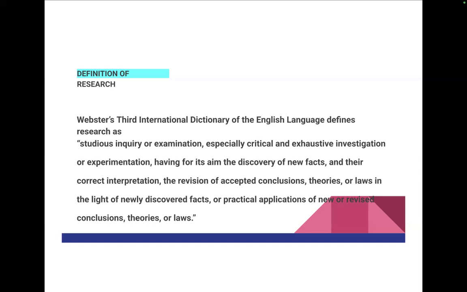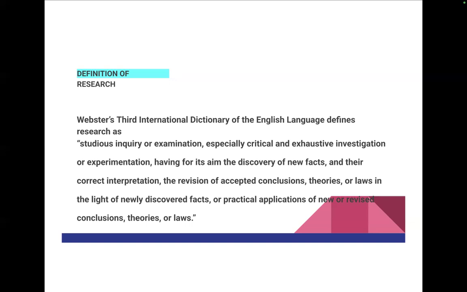Or you want to include some new theorems or new facts, or you want to manipulate some facts, or revise the accepted conclusion. Right now we know that Newton's theory says for every action there should be a reaction. But if you feel that yes, I can change this theorem, or I can put some restriction on this theorem, then what do you have to do?